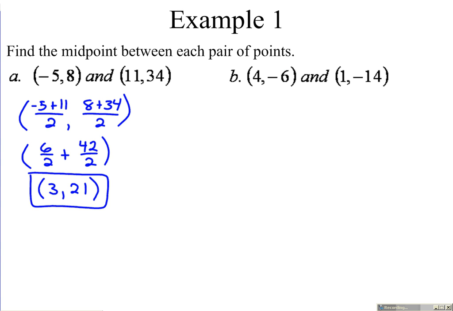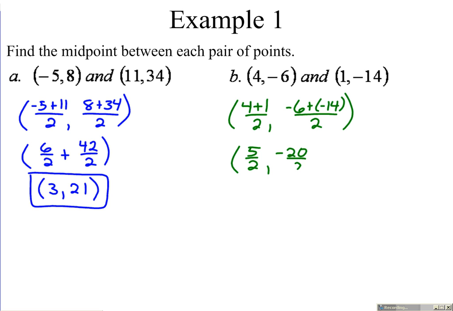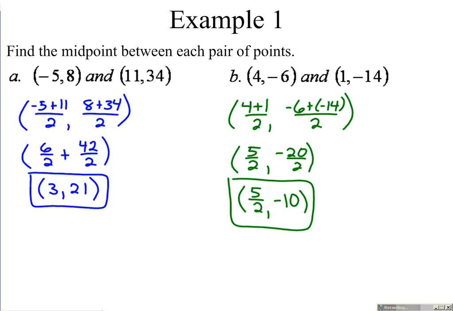Letter B. Same thing. Take the x's, add them up, divide by 2. 4 plus 1 divided by 2. Take the y's, -6 plus -14. Add those up, divide by 2. 4 plus 1 is 5. -6 plus -14 is -20. Simplify 5 halves. We cannot simplify, so we're going to leave that as a fraction. -20 divided by 2 is -10. There's the midpoint between those.